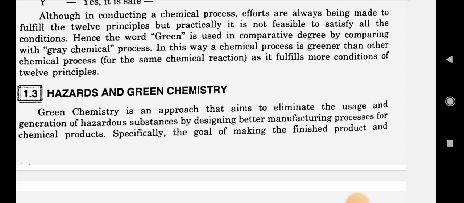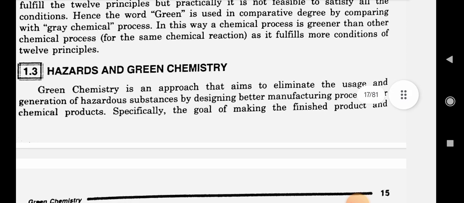always being made to fulfill the 12 principles, but practically it is not feasible to satisfy all conditions. Hence the word green is used in a comparative degree, by comparing with gray chemical processes. In this way, a chemical process is greener than other chemical processes as it fulfills more conditions in the 12 principles. Hazards and green chemistry.